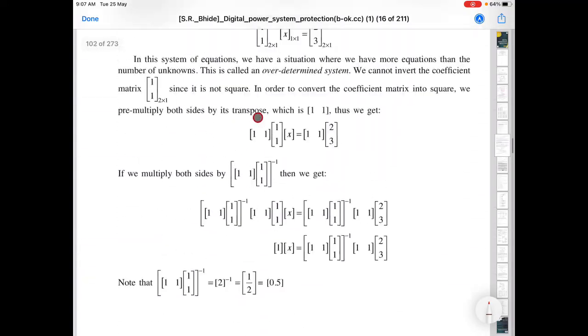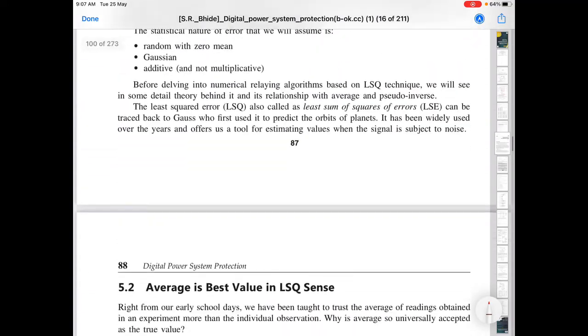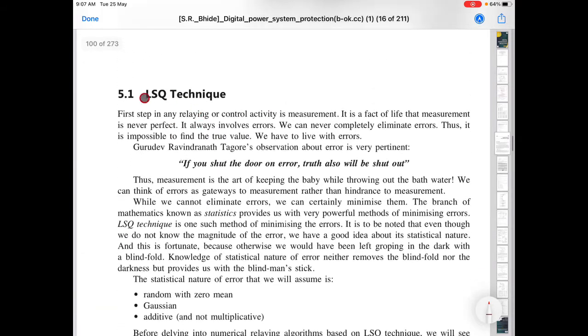For that, this is the prerequisite. Of course, this is not in the syllabus. This LSQ technique is not in the syllabus. In the syllabus we directly have the LSQ technique by the Sachdev method. We will see that, but before that, we will try to understand what the LSQ technique is.